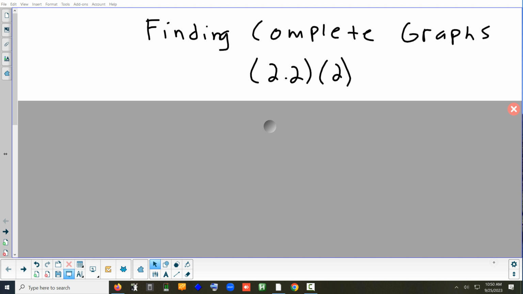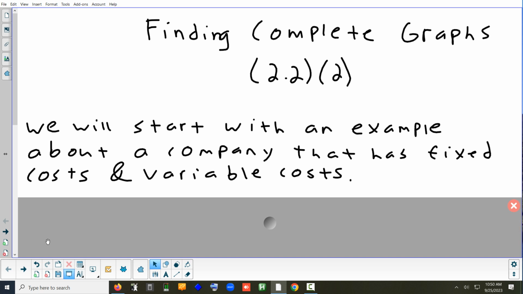All right, so we're going to start out looking at 2.2, part 2. And we're just going to start with a word problem. This word problem is going to have to do with a company that has what we call fixed costs and variable costs. So a fixed cost might be like the rent they pay on the building to rent the factory. It doesn't matter what they do in the factory or how many they produce. They just have to pay maybe $10,000 a month, and that's the rent for the building.